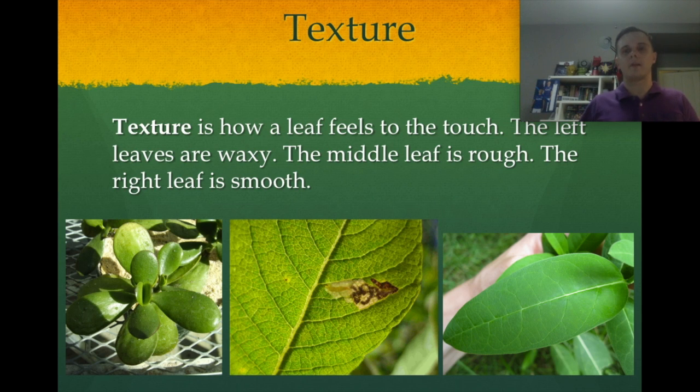Texture. Now this one's hard to describe without being able to hold some plants, but you can kind of see from these pictures. So texture is how a leaf feels when you touch it. So these leaves here are waxy. This one is rough. Hopefully you know what rough means. And this one here is smooth. So it feels smooth when you touch that leaf.